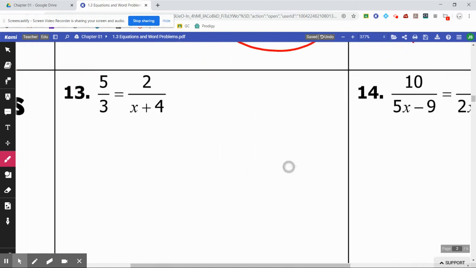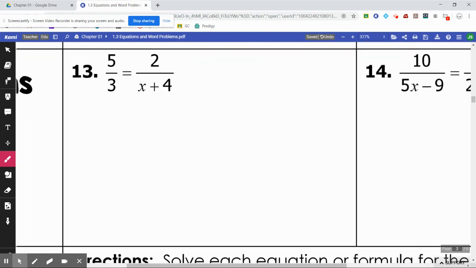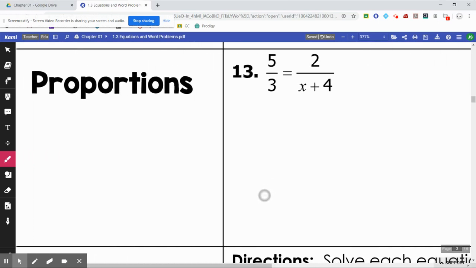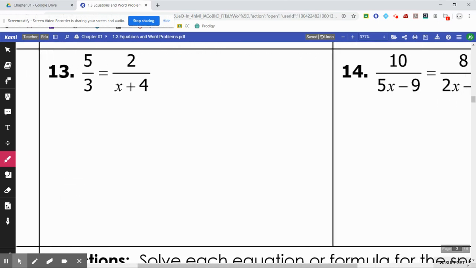Next up, number 13. Okay, the first thing I do on these is this is called a proportion. And the first thing I do on these is I get rid of my fractions. Division by 3, I mark it out and I come over here and I multiply by 3. Division by x plus 4, I come over to the other side and I do the opposite. I multiply by x plus 4.